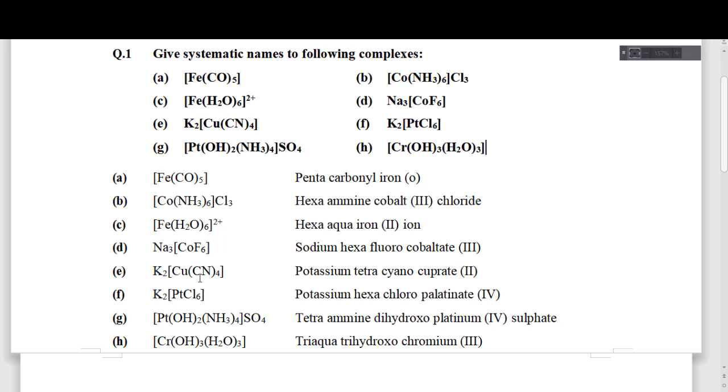In the G we have platinum and aqua amine and sulfate ion, so we will be naming it as tetraamine dihydroxo platinum 4 sulfate. The last one is triaqua trihydroxo chromium 3.